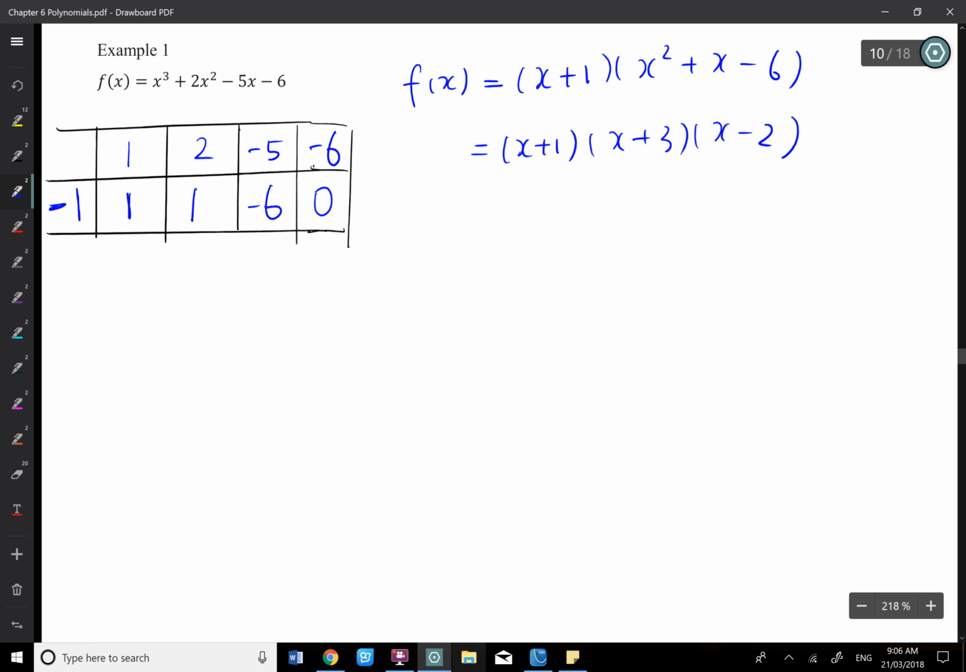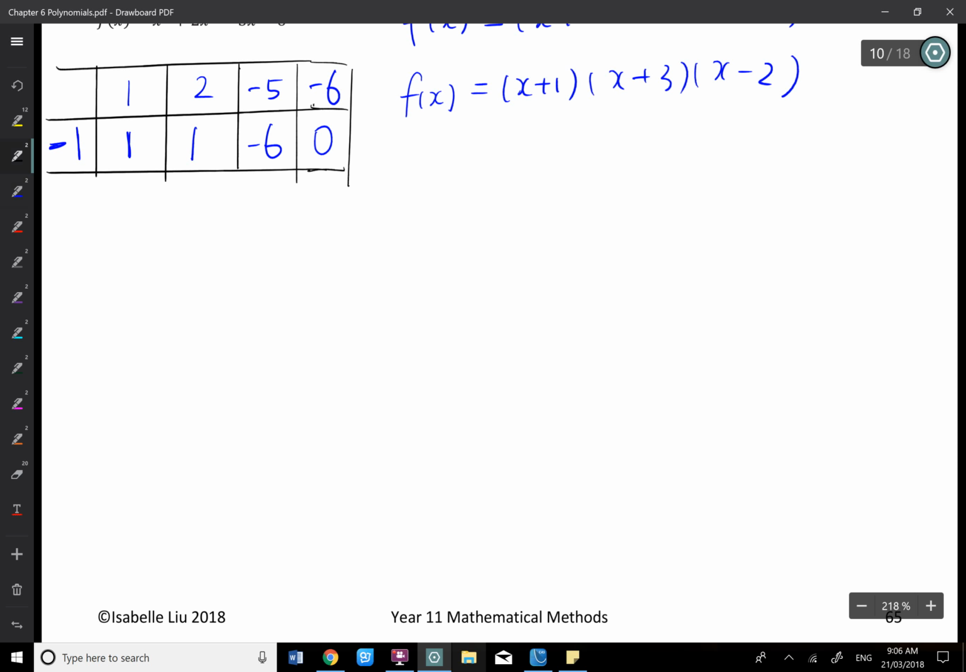That's how we can factorize the quadratic. Well, I can see the cross multiplication. I can fully factorize it. So what I can say now, f(x) is in the fully factorized form. If you have done it, you should have exactly the same thing here.